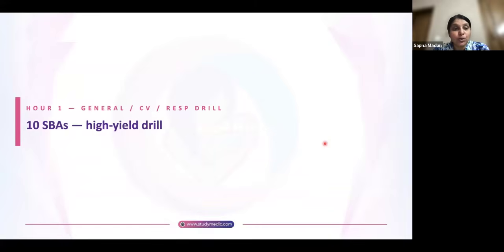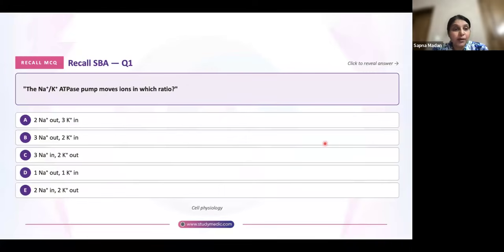Okay, moving on to the SBAs for the first hour. The sodium-potassium ATPase pump moves ions in which ratio? 2 sodiums out, 3 potassium in. 3 sodium out, 2 potassiums in. 3 sodiums in, 2 potassiums out. 1 sodium out, 1 potassium in. 2 sodiums in, 2 potassiums out.